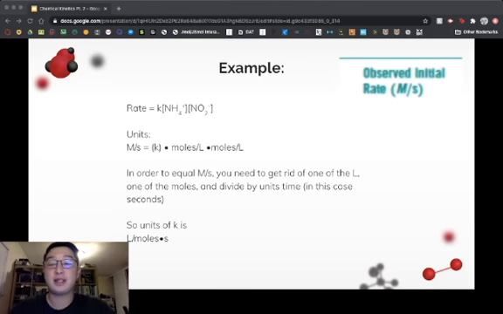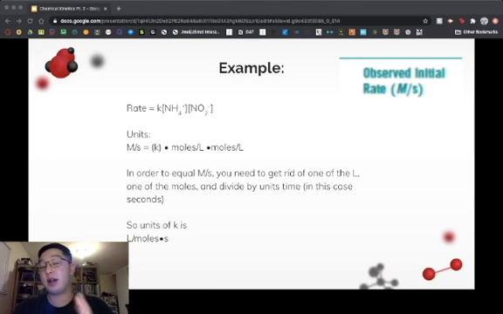That probably sounds a little confusing, so here's an example using the same thing that we had before. We have the rate law here, so rate is equal to K times the concentration of ammonia times the concentration of nitrite. Now remember, the units are going to be in molarity per second, and I know that because if you remember from the original chart, the very top of it says observed initial rate, molarity per second. So we know that this entire thing is going to be in molarity per second.